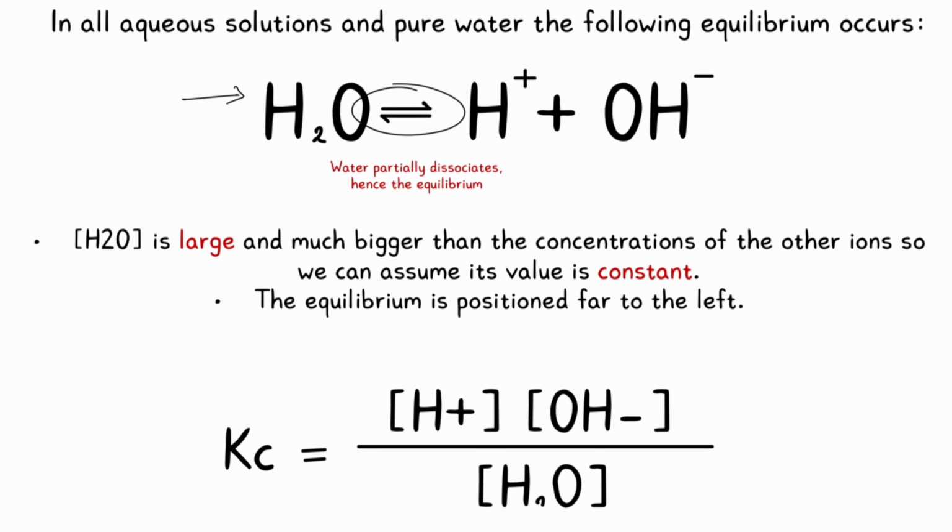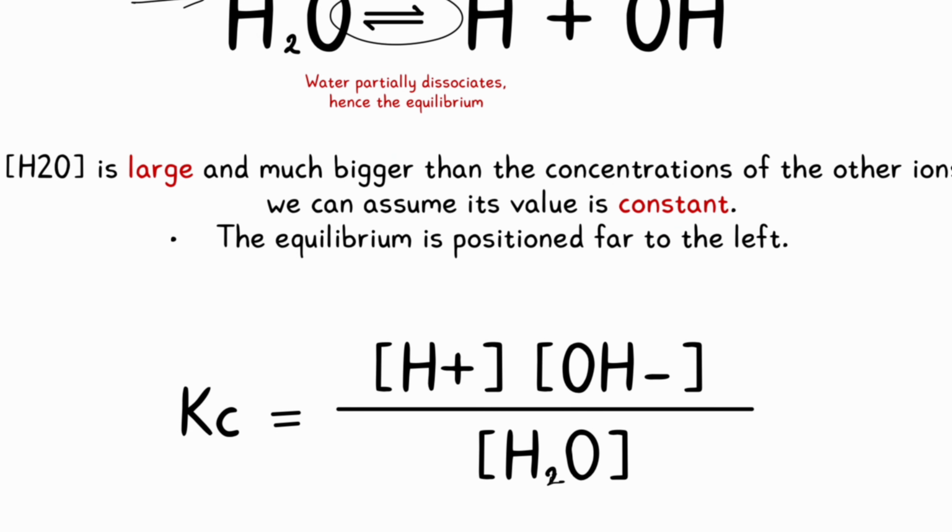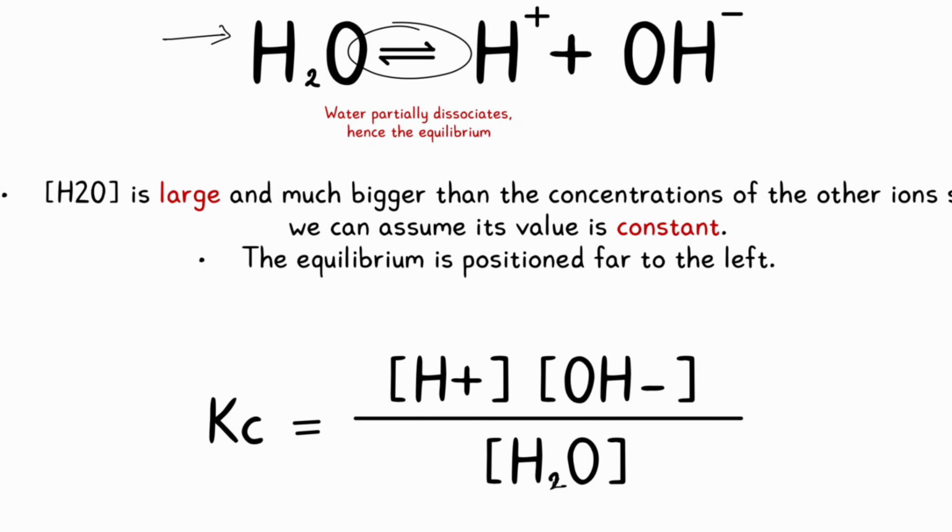Now, since there is that equilibrium there, what we can do is form a Kc expression. Now, Kc is the concentration of your products over the concentration of reactants. You should remember that from year 12 chemistry during the equilibrium topic. If we do that for a specific example for water, we will get the concentration of hydroions times the concentration of the hydroxide ions all over the concentration of water. And that's our expression for Kc.